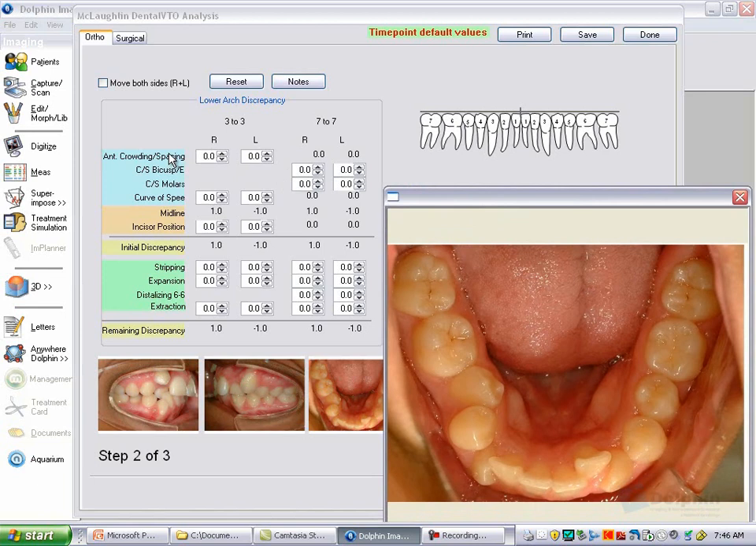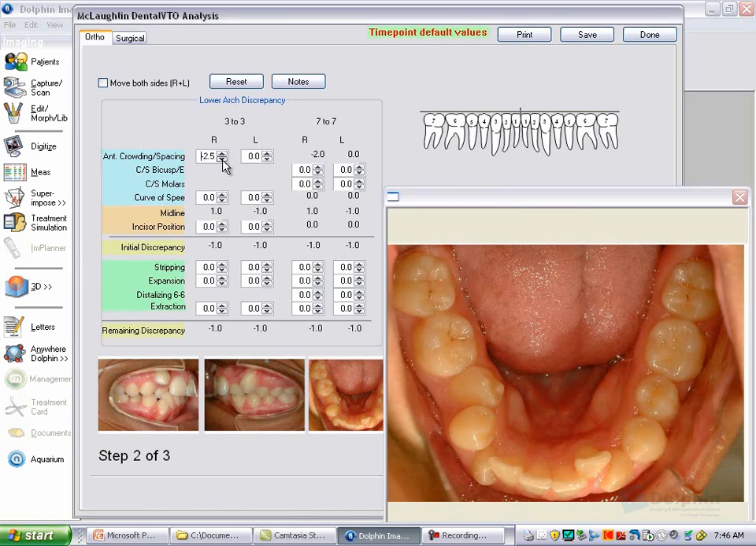For the arch spacing or crowding, this patient has quite a crowded anterior segment, and he has approximately 5 millimeters on each side from midline to the mesial of the bicuspid on each side. He's got 5 millimeters of crowding. So we're going to go to the lower arrow and click in a -5 millimeters. And we do the same thing on the left side. We're clicking into the 3 to 3 column, and you'll note that this is automatically recorded in the 7 to 7 column.